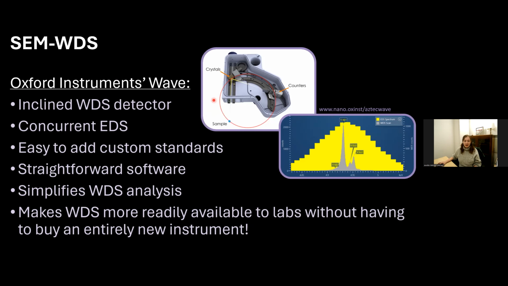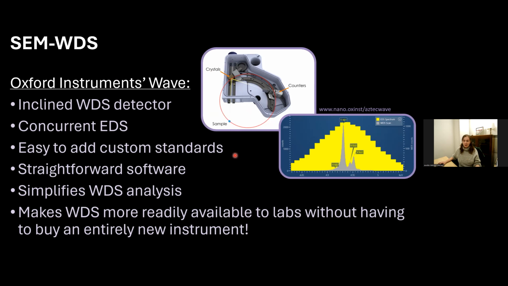You can run this concurrently with EDS, which again is really, really useful. All happens in the same software. You can bounce between the different settings really easily. It's also incredibly easy to customize these. You can add in your own standards. You can add in your own images to it. Super easy to do. Doesn't take very long. And it really simplifies WDS analysis. The benefit of using the Wave system is that it will not let you do it incorrectly.